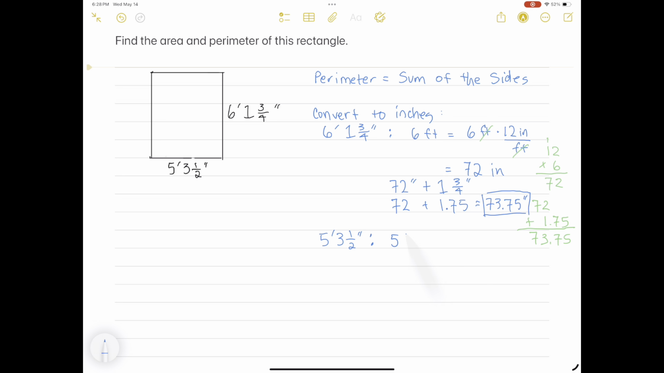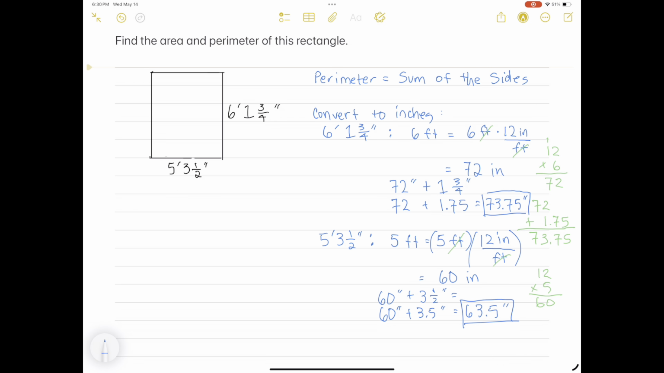5 feet equals 5 times 12 inches per foot. And I do that calculation on the side. 5 times 12 equals 60. And once again, the foot in the numerator cancels with the foot in the denominator, leaving inches. So 5 feet equals 60 inches. Now I add 60 inches plus 3.5 inches equals 63.5 inches. And I box that figure because that is the width of the rectangle.